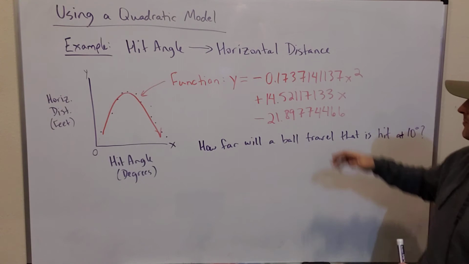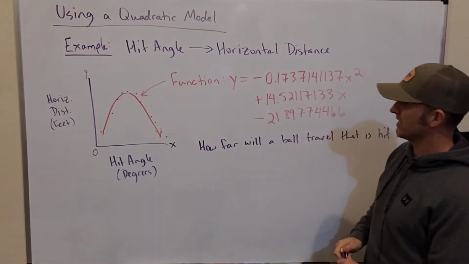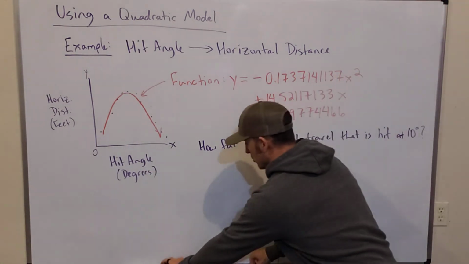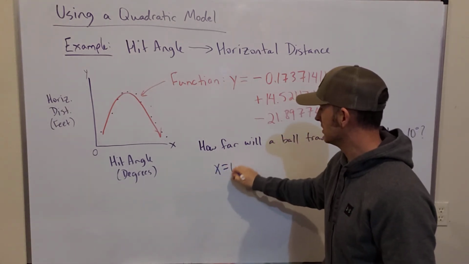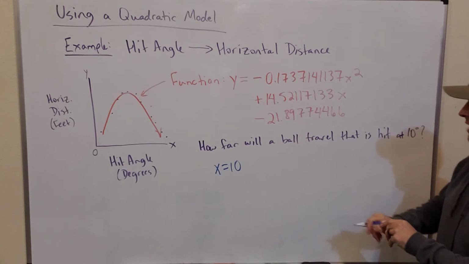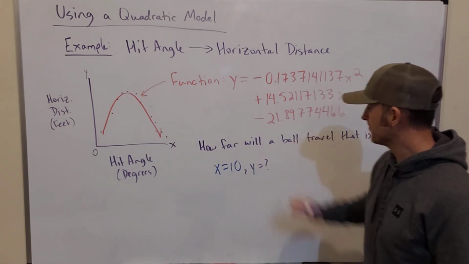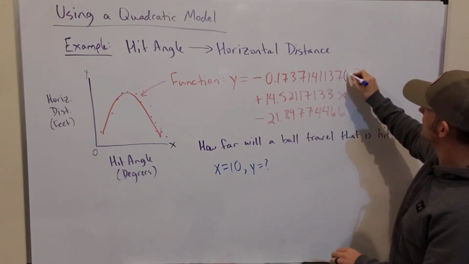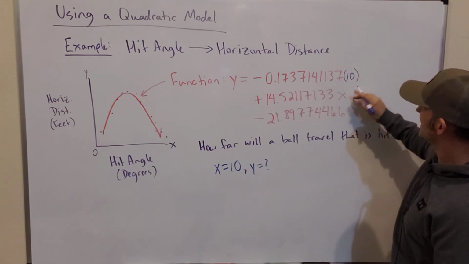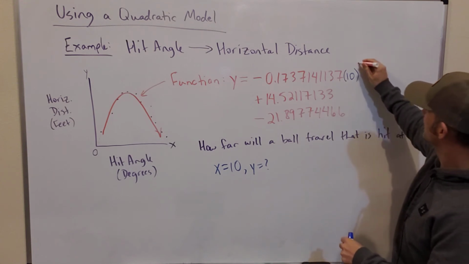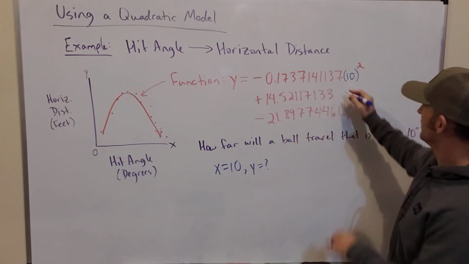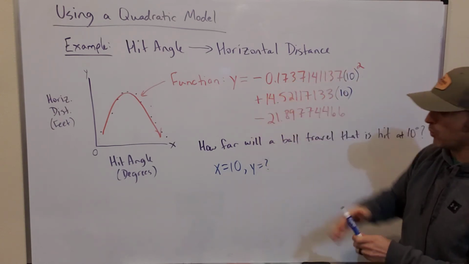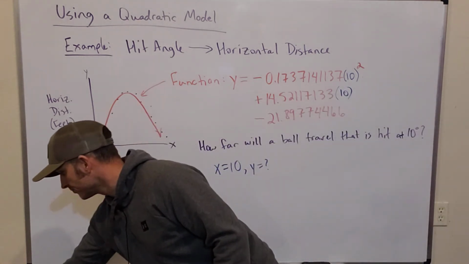So the way you would figure that out is you look at how this equation is set up, and x here represents the hit angle. So in this case, the 10 degrees is your x value. So we're going to use x equals 10, and it's asking how far will it travel. That's going to be our y value, okay? So we're literally going to come up here to our model. We're going to replace the x's with 10. So this will be times 10 squared. This will be times not x, but times 10. And we're going to type all of this into our calculator, and we're going to see what y is, and then that will be our answer.